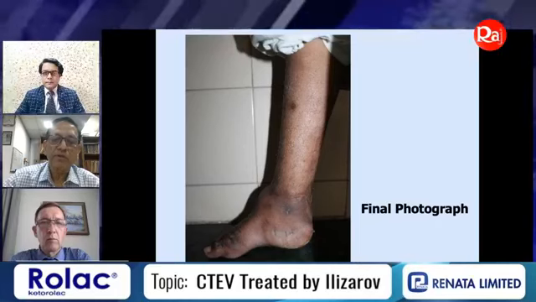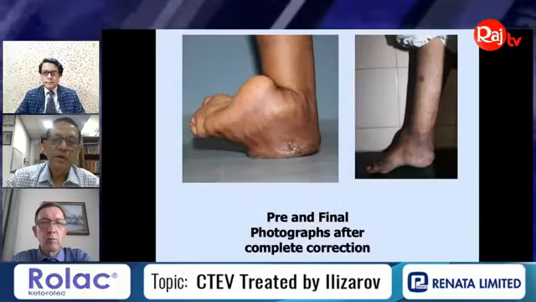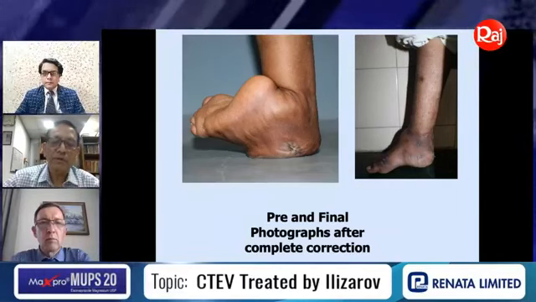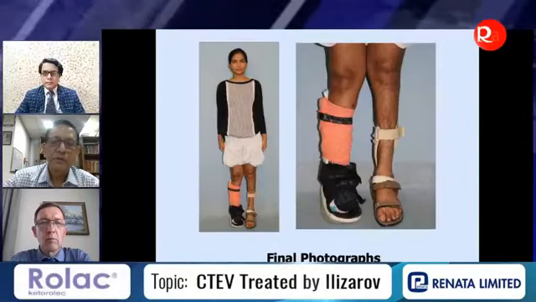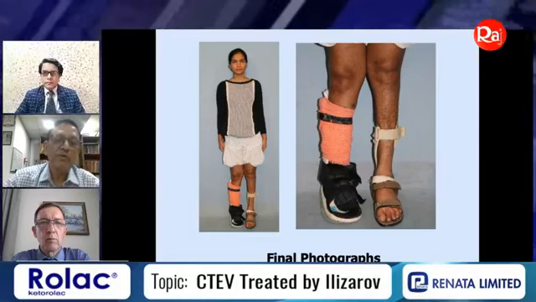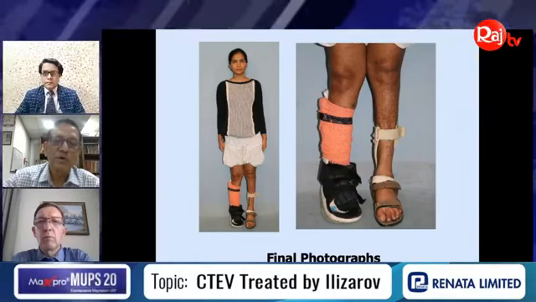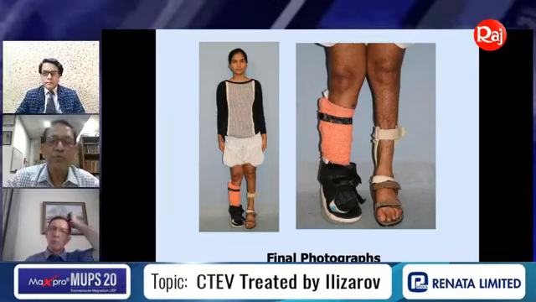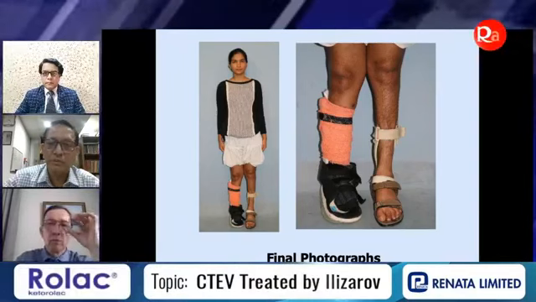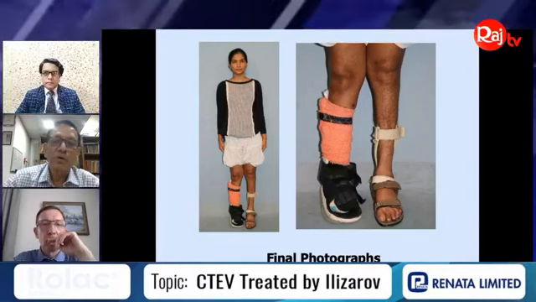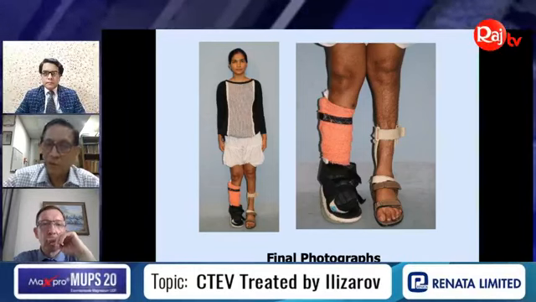It is the final photograph of the girl. It was a pre-operative, and this is the final photograph of the complete correction. You can see the girl, how beautiful. Now, at present she is a computer software engineer. So Ilizarov gives life to many thousands of patients, boys and girls, who were amputated before this treatment.